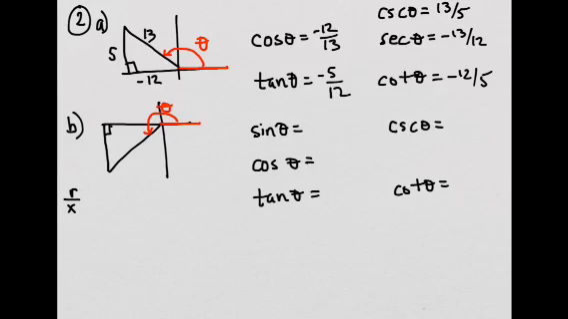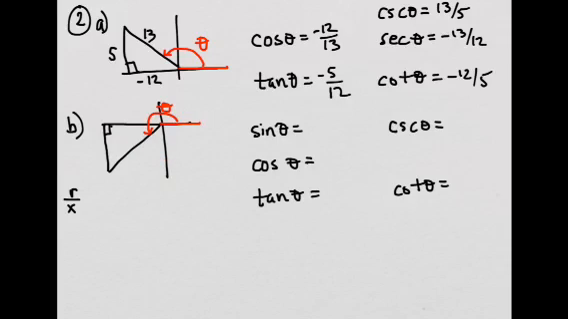Alright, for letter B, they tell you that the angle is in quadrant 3. And how do you know that? It's because it says that theta is between pi and 3 pi over 2. So pi is right here, 3 pi over 2 is right here. So it's between this angle and this angle. So it has to be in quadrant 3.